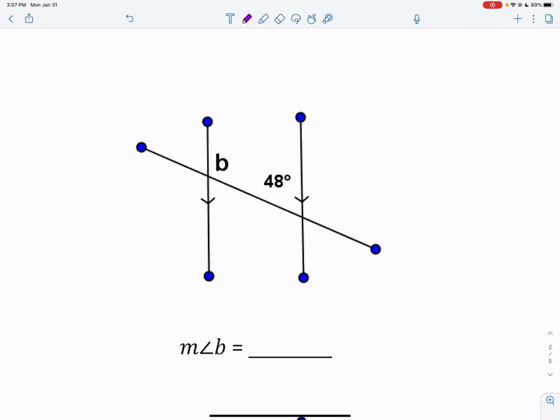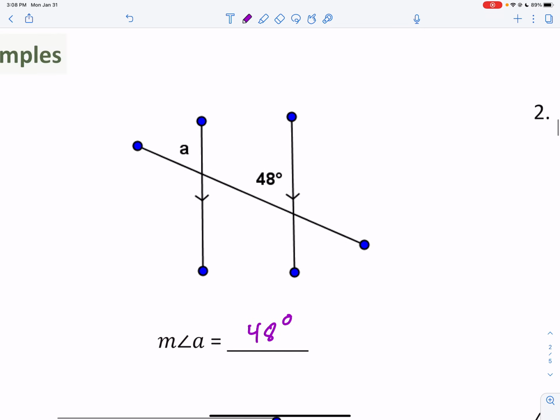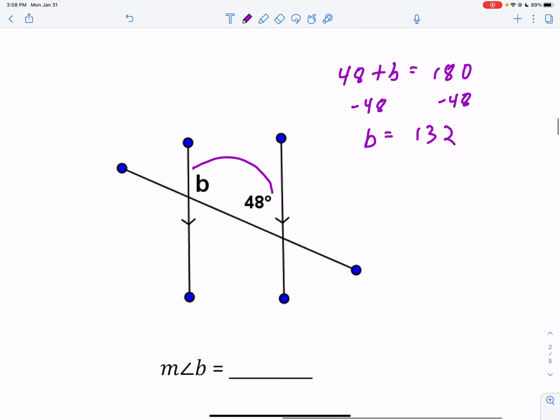We can use corresponding angles in this one. We can use a lot of different things. I want to use same side interior and say that these two add up together to be 180. So 48 plus B equals 180. Subtract 48 to get B is equal to 132. To be fair, we've already done that over here. It's the same thing. It's just finding the other side. But either way, 132.